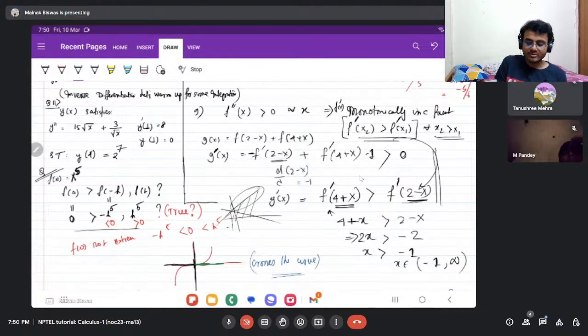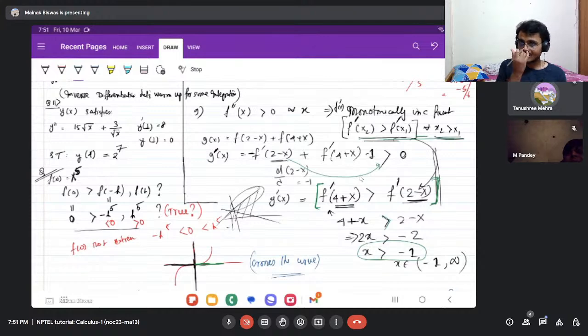See, I took the derivative and took the thing to the other side. Now if this has to hold true, your 4 plus x has to be greater than 2 minus x, right? Yes. Because it's an increasing function, I have already defined it here. So that's what I did. So now I just solved it and got x greater than minus 1. Yes. So this is the proof. Any question? No, sir. Mr. Pandey, any question? No, sir.